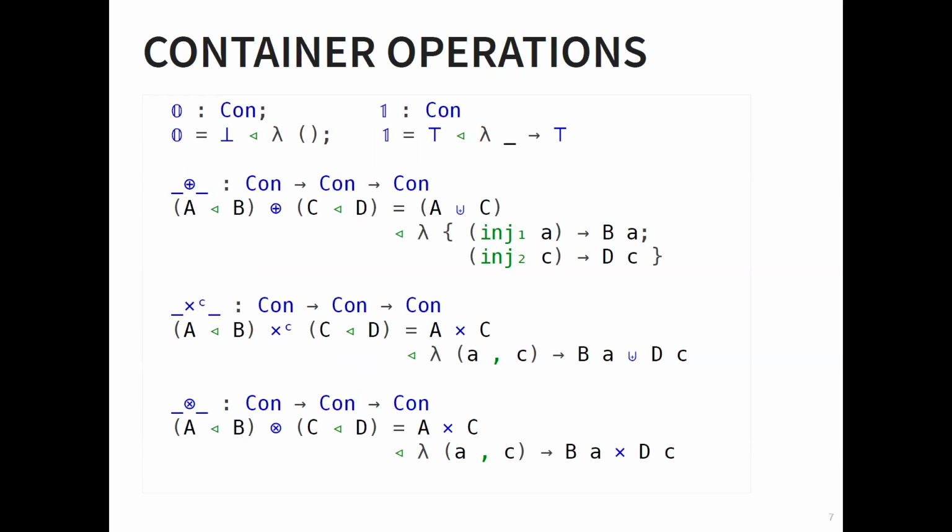So we can build new containers out of old containers, defining these operators. Quickly on this slide, we have a container 0 that has no positions. We have container 1 that has exactly 1 position. We can add them together. So we can add positions of 2 containers and put them in a new container.